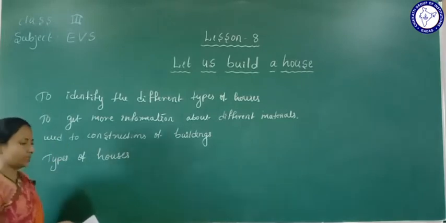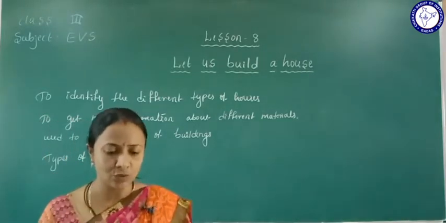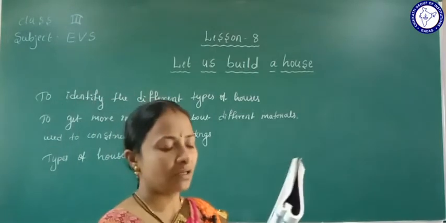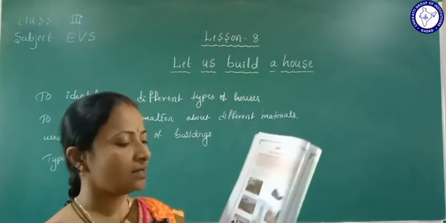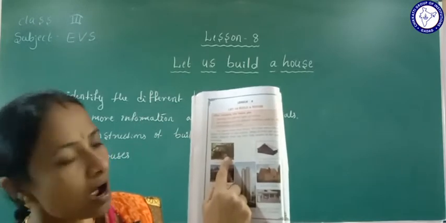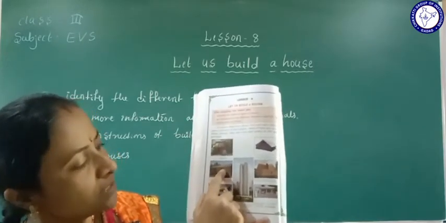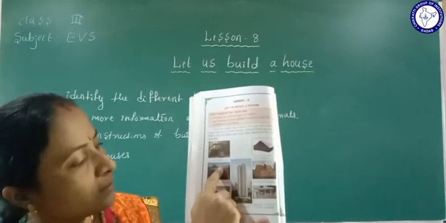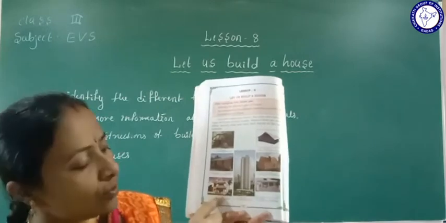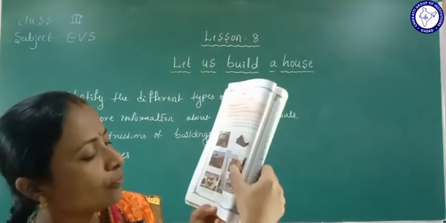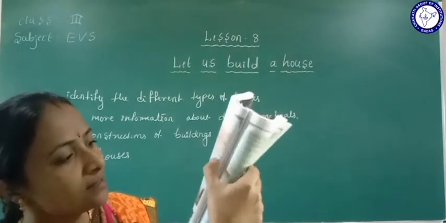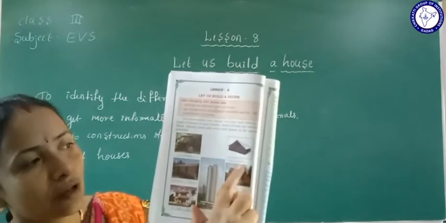See here, students, it is given in the textbook, page number 75. Different types of houses are given here. The first one we call a hut. The second one is a sheet house, where the roof is made of sheets. The third one we call a bungalow. The fourth one is the apartment. And this one we call a tent house.